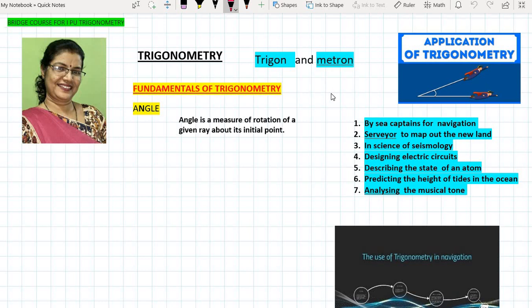So the question arises, why do we need to study trigonometry? Or what is the use of trigonometry? In olden days, trigonometry was developed just to solve problems related to triangles. It was used by sea captains while navigating or by surveyors to map out new land. But nowadays, trigonometry has a wide range of applications.